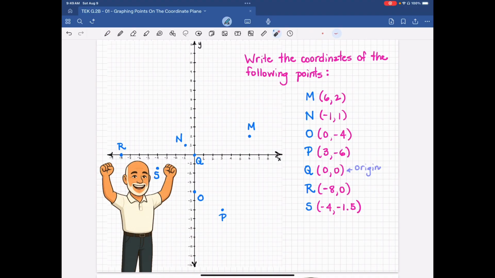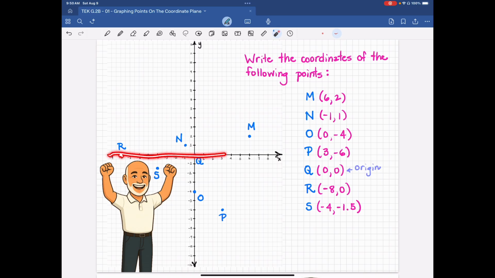Here are the coordinates for the points. M is located at (6, 2). N is (-1, 1). O is on the y-axis. It is at (0, -4). P is 3, down 6, -6, so (3, -6). Q right here is right at the center where the lines intersect, and this is called the origin, or (0, 0).